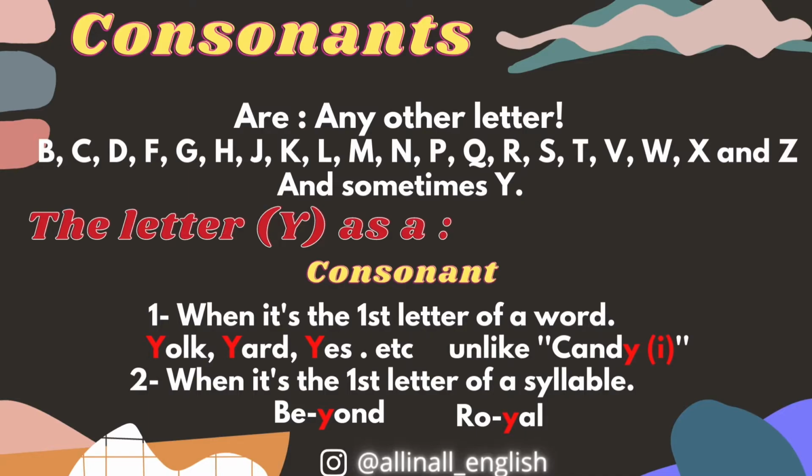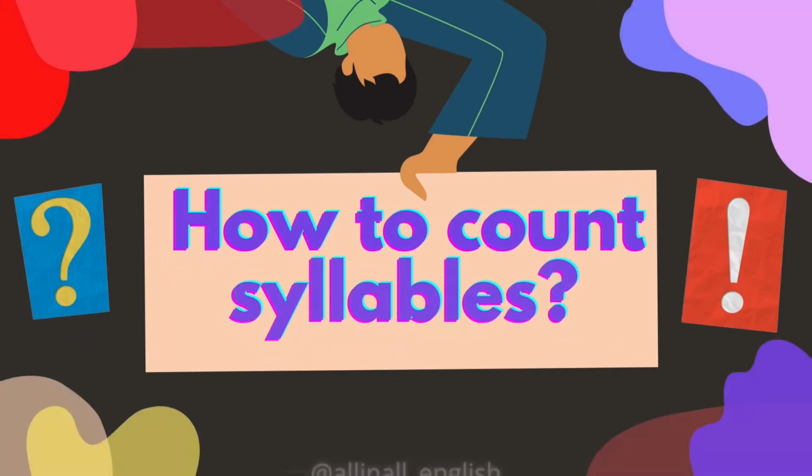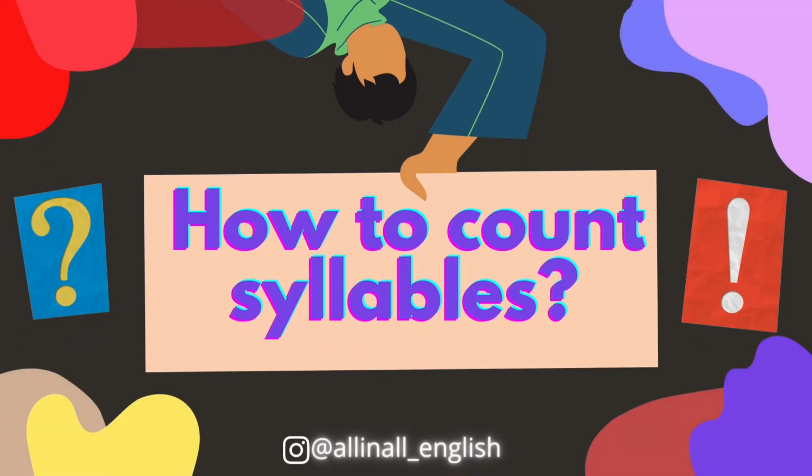We see that the letter Y comes first in the second syllable. In this case, we will consider it as a consonant. And now, let's move on to the interesting part, which is how to count syllables.